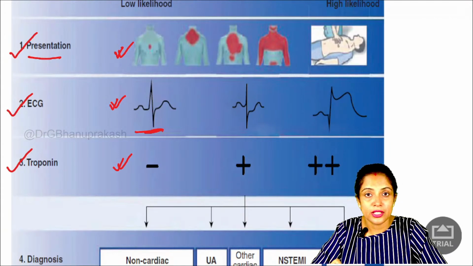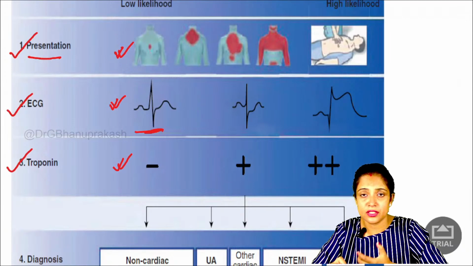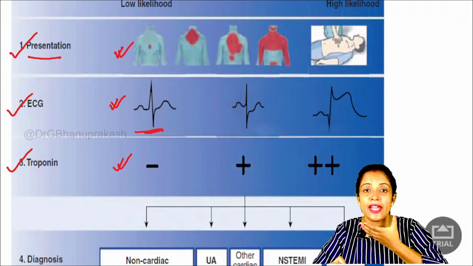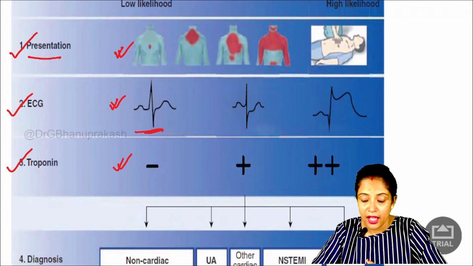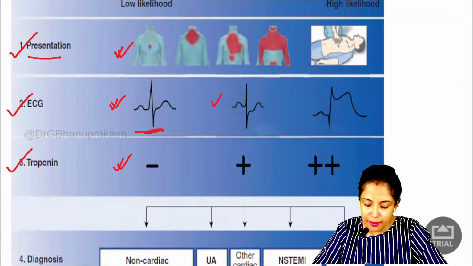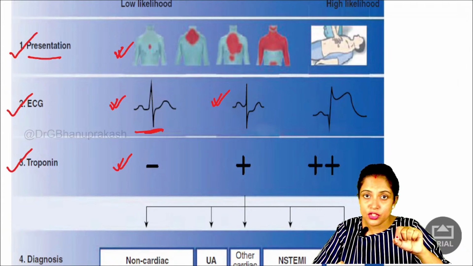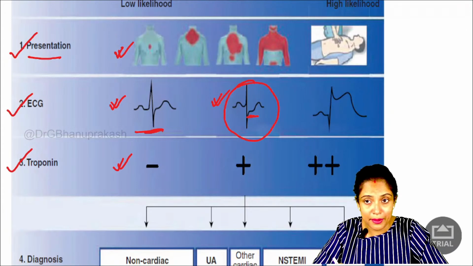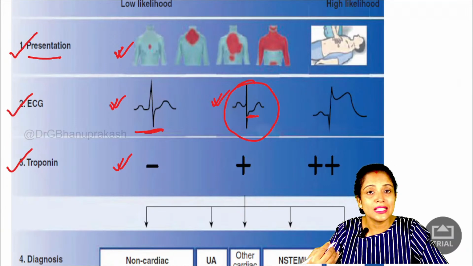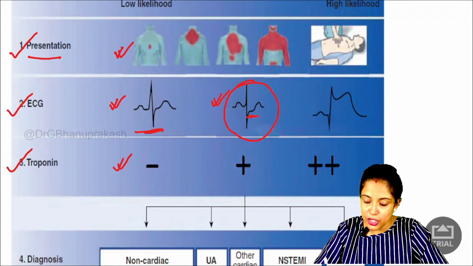Otherwise, if the patient has chest pain, as I have just described, substernal or retrosternal chest pain radiating to the neck, jaw, or to the bilateral upper limbs, upper back, along with some positive signs of ischemia in the ECG. For example, in case of NSTEMI, that is non-ST elevation MI, there will be ST depression. So in this ECG, you can see the ST segment. This is the ST segment. There is depression of the ST segment. Or in case of STEMI, there will be elevation of the ST segment.